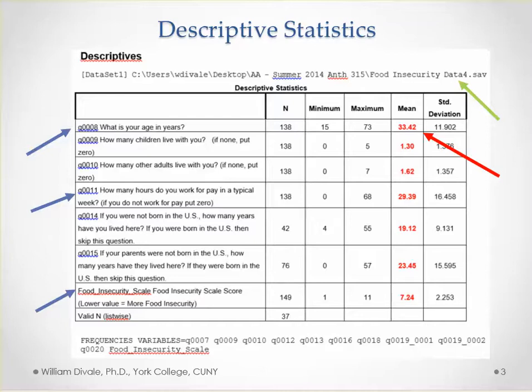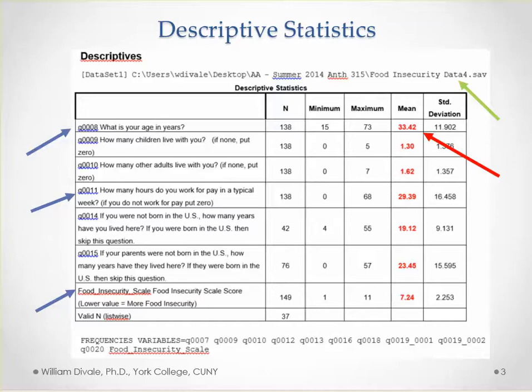Okay, the second blue arrow is how many hours do you work for pay in a typical week. That's also question 11 on the questionnaire. And then on the bottom is the food insecurity scale score. And on this scale, the lower the number, the more food insecurity is expressed.